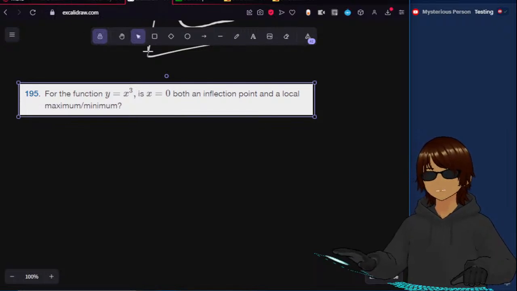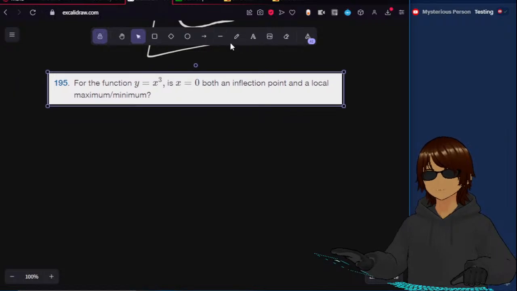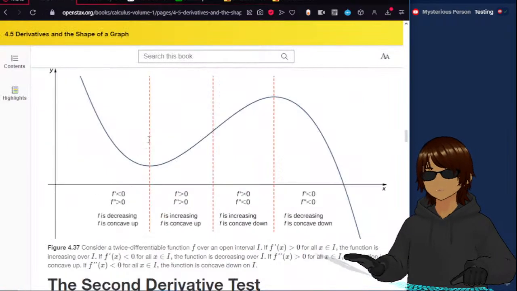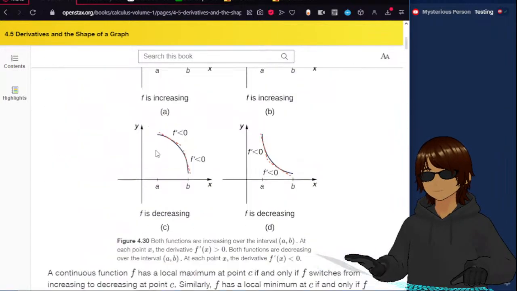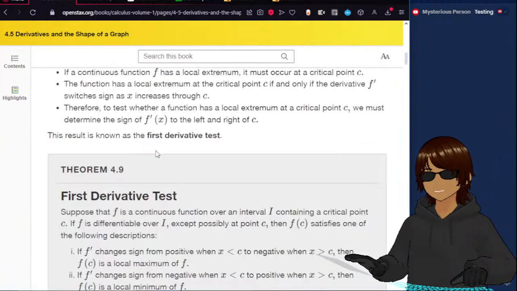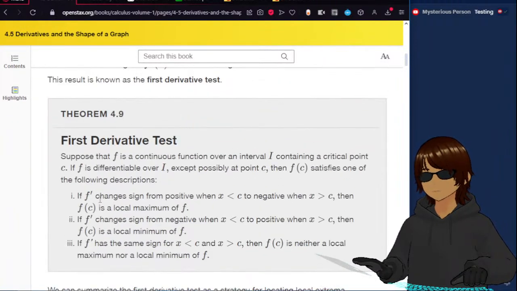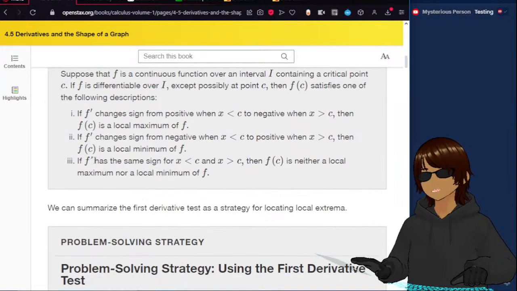Find the inflection point. Inflection point is when the double derivative changes. Wait, let me go up. So what is the first derivative test? If the derivative changes sign from positive to negative, then it's a local maximum. If it changes sign from negative to positive, then it's a local minimum. If it has the same sign, then it's neither a local maximum nor a local minimum.